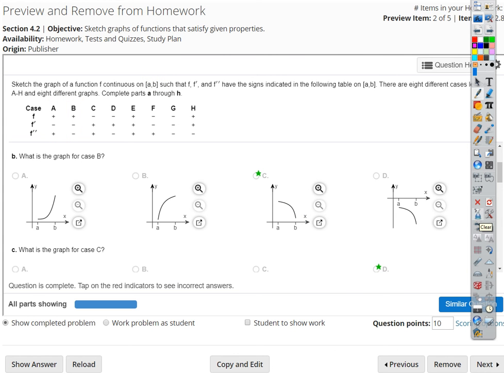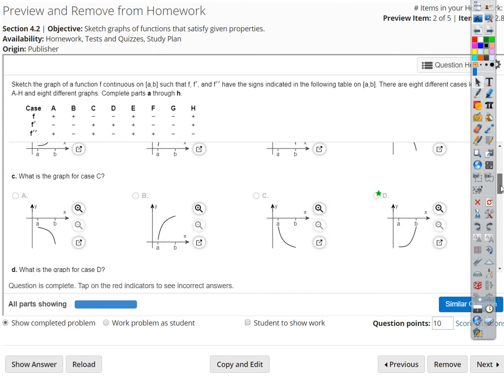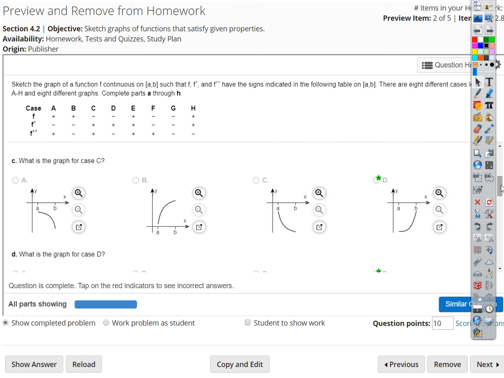Okay, we're not going to do all these, but maybe let's look at one more. So what about, just look at C, I guess. If the function is negative and both the first and second derivatives are positive, it's going to be below the x-axis, increasing function, walking uphill, and concave up. So it's got to be that one, doesn't it? Yep. Right, you get the idea.